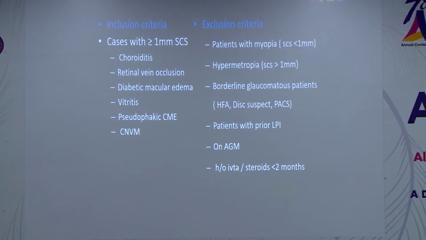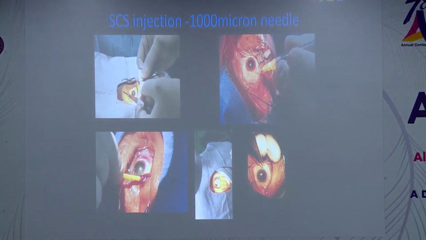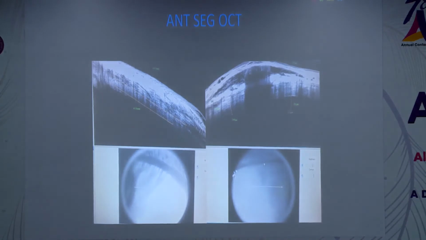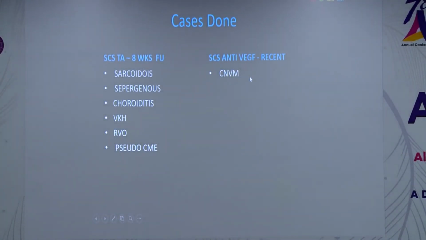These are the cases that we included and excluded initially. Basically, the cases which had a suprachoroidal space thickness of less than 1000 microns, and the glaucoma suspect patients, are the ones which we excluded. These are the different patients I have done. Because of time constraint, I will not be able to show the videos. And this is an anterior segment OCT demonstrating the triamcinolone in the suprachoroidal space. So these are the cases which were done by me.